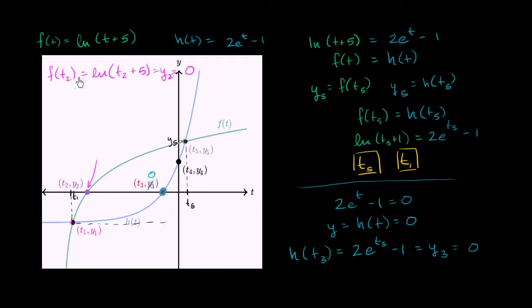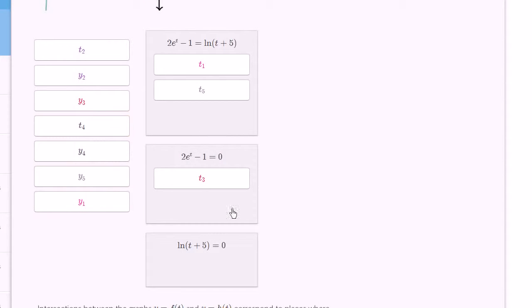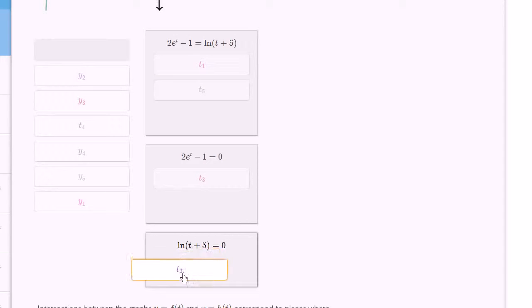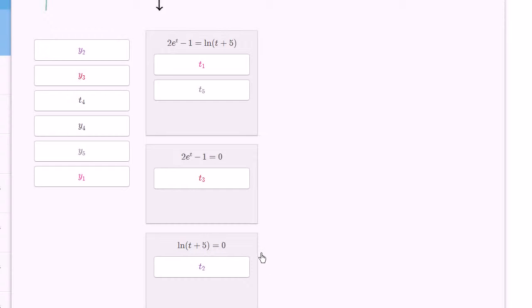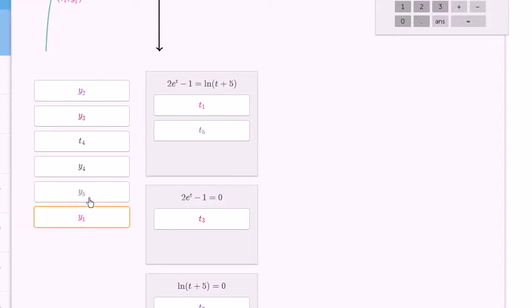So that last bucket, this thing, natural log of t plus 5 is equal to 0. This was that last bucket. This is going to be true for when t is equal to t sub 2. So we could throw t sub 2 in that last bucket. So let's do that. T sub 2 gets to go into that last bucket, and we are done. These other ones we are not going to use. I mean, the rest of them, these are the y values that the functions take on at those different points.